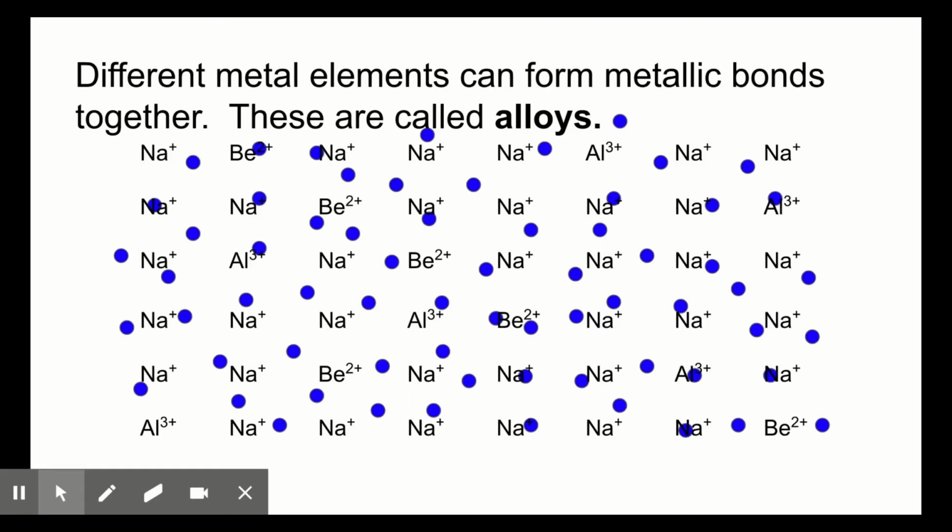So we could also put different metal elements together to form metallic bonds. These are called alloys. So when you have more than one type of element in your metal, it's called an alloy. So here, I decided just to put sodium, beryllium, and aluminum together because those are the ones we looked at before. They all have different charges, meaning they all donated different amounts of electrons into the sea of electrons. But they can all still bond together.